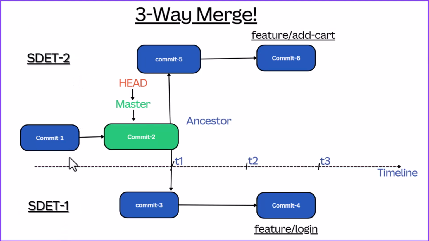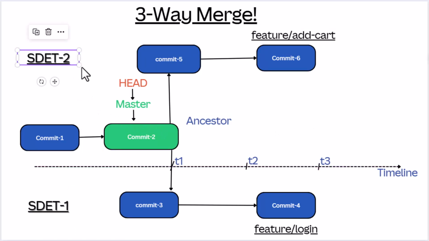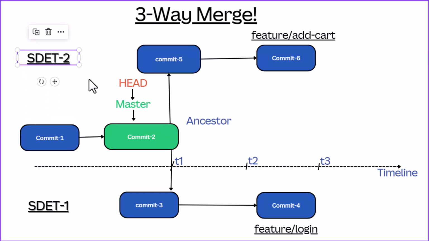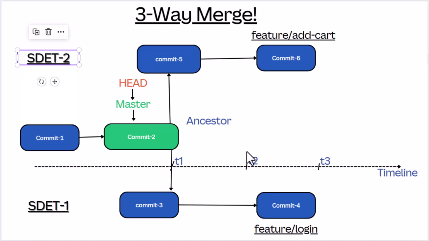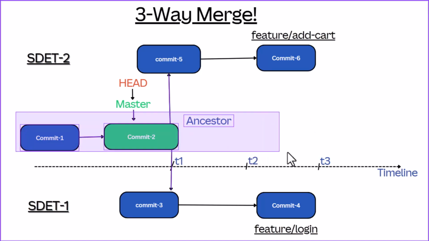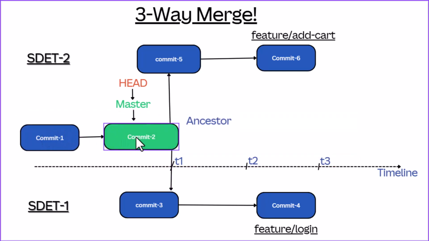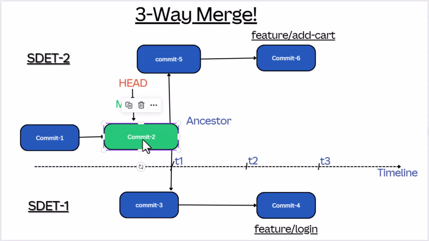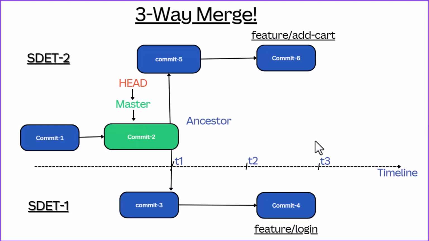Now both of them want to merge the changes into the master branch. Let's assume that SDET2 is the one who was able to merge his changes into the master branch before SDET1, and this is happening at time instance t2. When this is happening, Git will check whether there is any new commit in the master branch. As we can see, there is no new commit in the master branch yet. So this seems to be the case of fast forward merge, where there is no new commit after the ancestor commit.